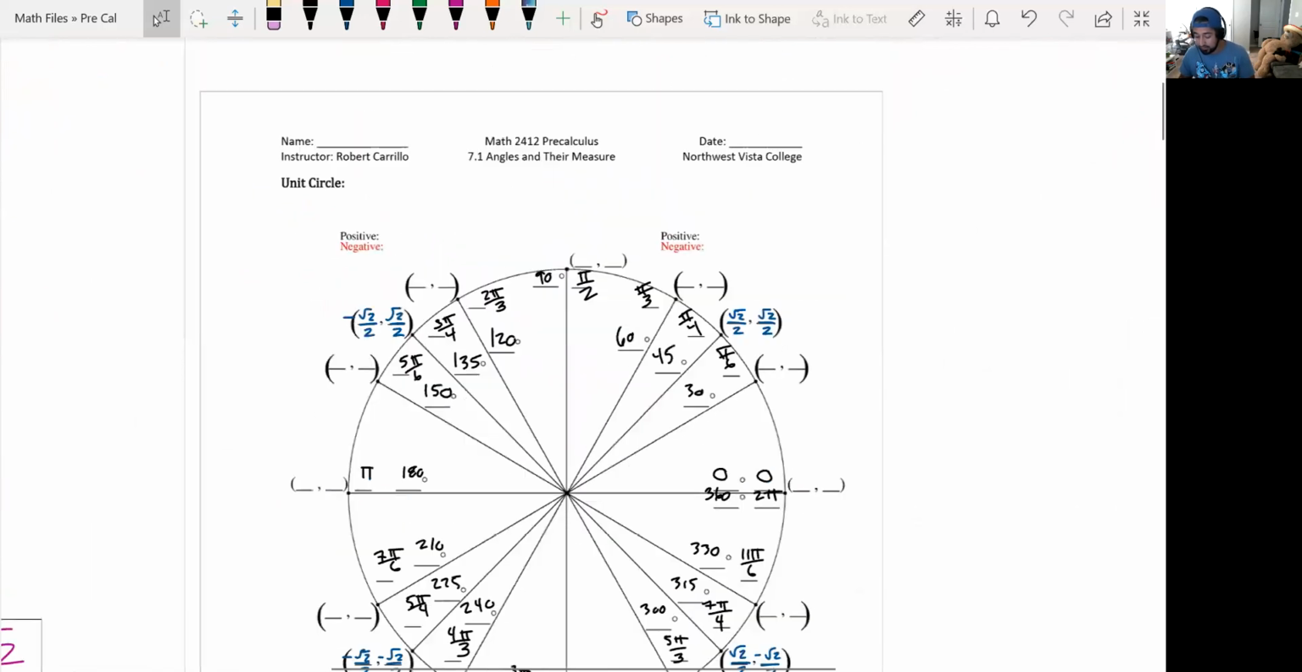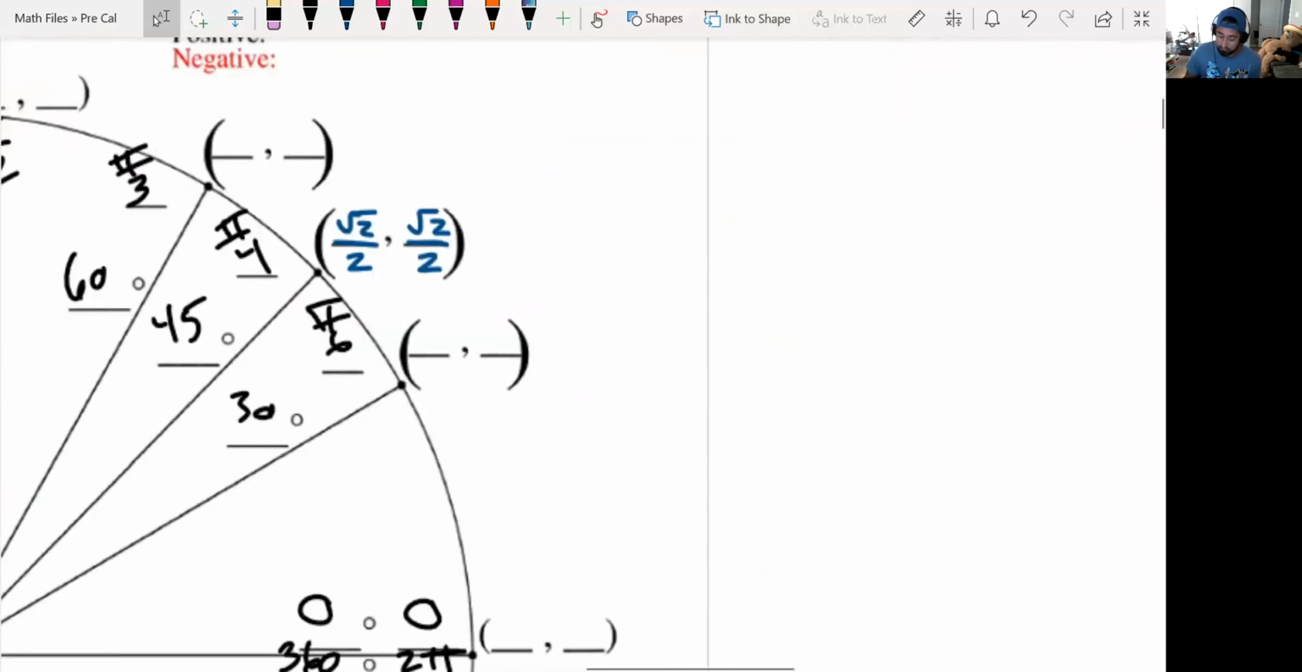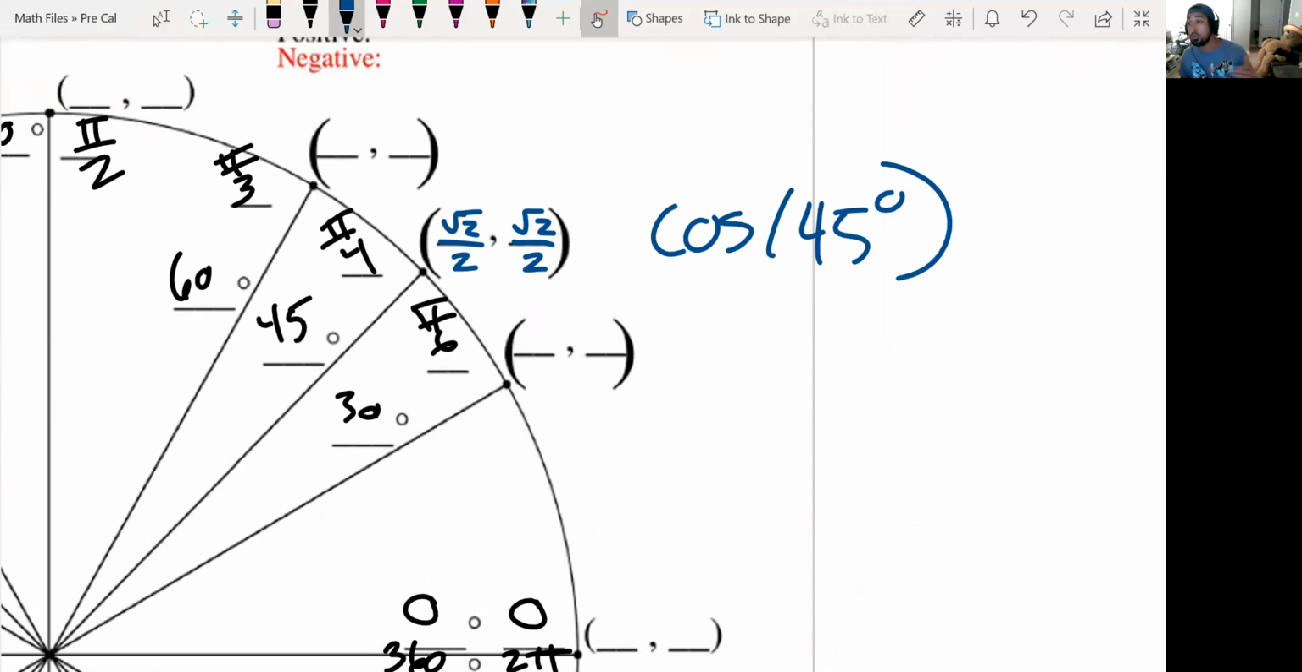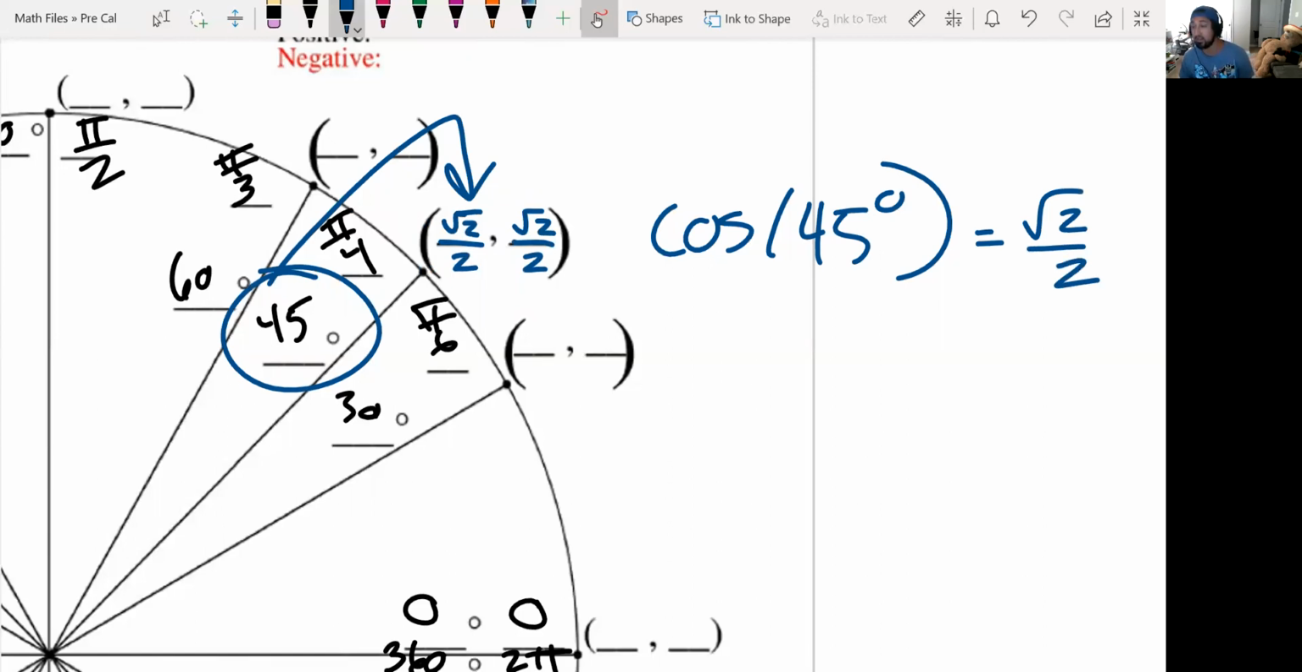So if I say, what is the cosine of 45 degrees? You look on your unit circle, you look at 45 degrees, and you give me the x value of that coordinate, because cosine relates to x. And you would say, hey, cosine of 45 degrees is square root 2 over 2. And you would do the same for the rest of the trig functions.